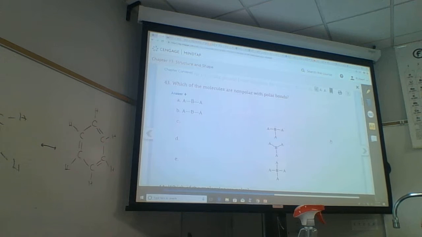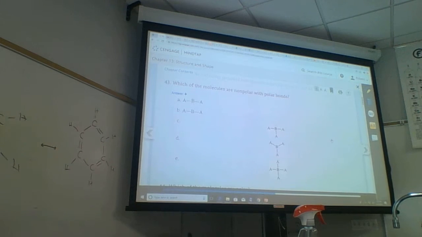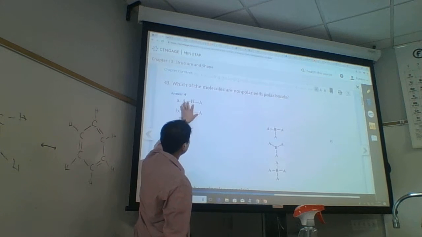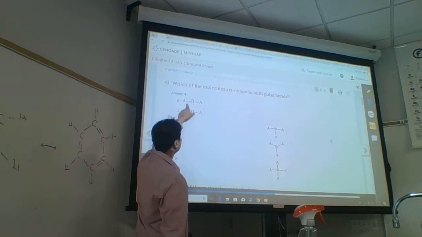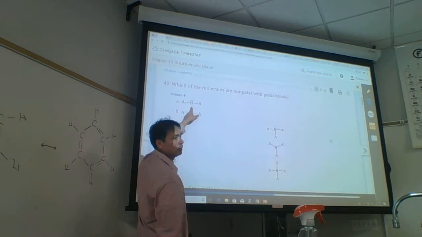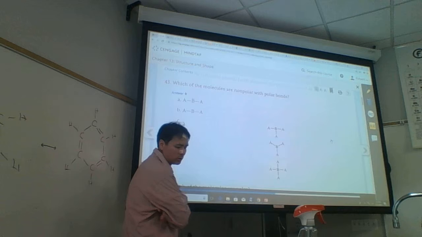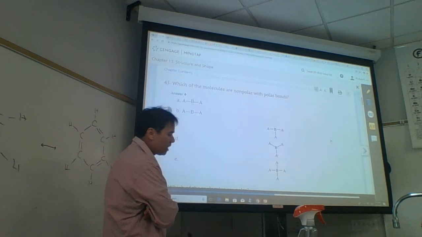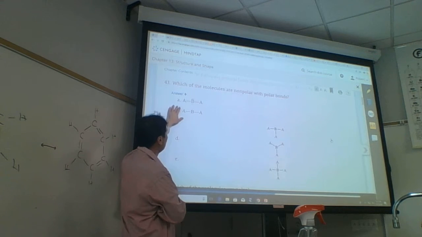Next, we have a series of multiple choice questions, but we're going to answer all these at once. Is this polar or non-polar? All these bonds are polar. And so we look at A. Is that a polar molecule? Do the bond dipoles, remember we call them bond dipoles, cancel or not cancel? And so is A polar or non-polar?